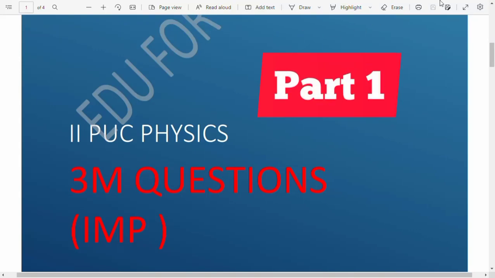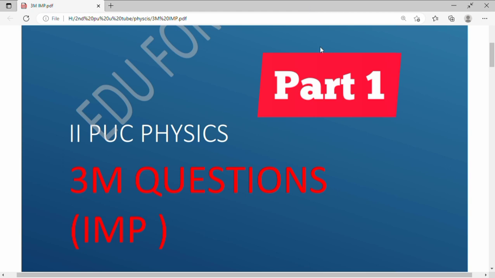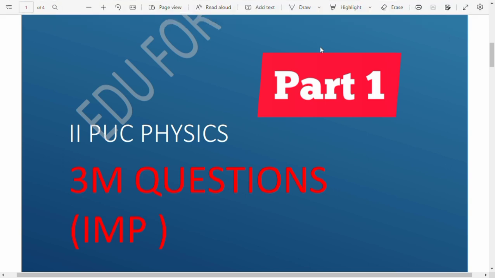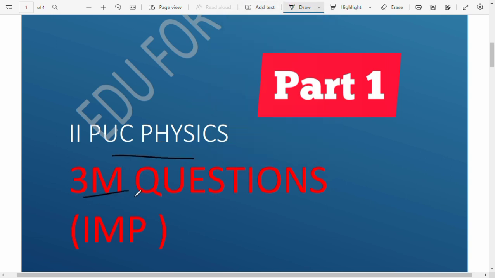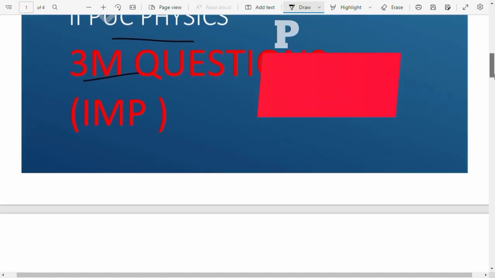Next we are going with this second PUC physics important 3 marks questions. I was unable to make a PPT due to some problem, so we'll go with the PDF. I can choose black color. Yeah, it will be second PUC physics 3 marks important questions. So we'll go step by step.